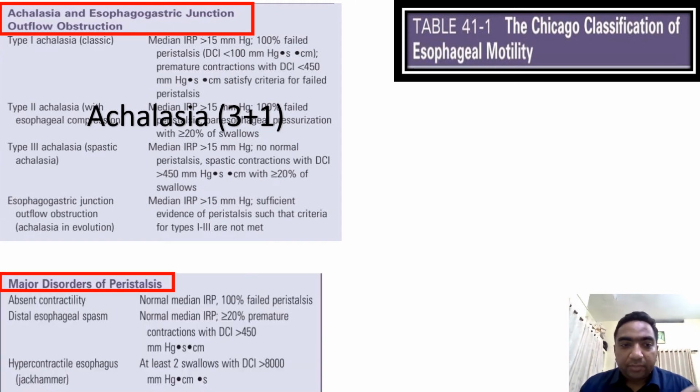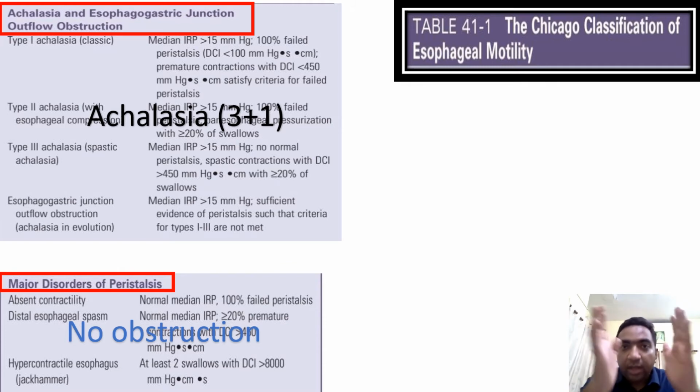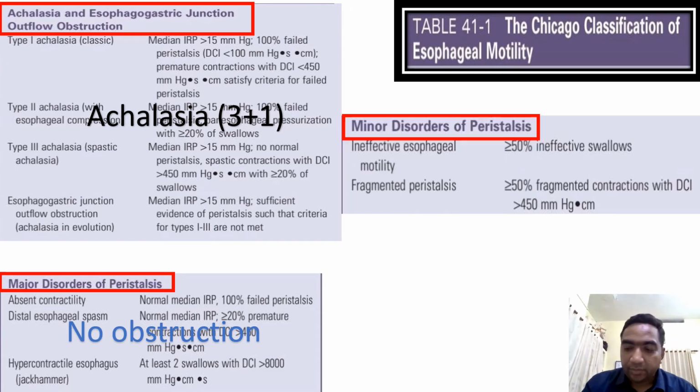Achalasia itself became 4. Then major disorders of peristalsis, which include absent contractility, diffuse esophageal spasm, and hypercontractile esophagus. There is no obstruction in the esophagogastric junction in the major disorders of peristalsis. It is a problem with the body of the esophagus and not with the sphincter. And in minor disorders of peristalsis, the sphincter is okay. In the body, there are no major disorders, only some ineffective esophageal motility. So let us understand through the pictures how these motility disorders look.